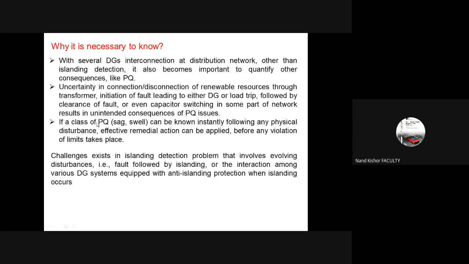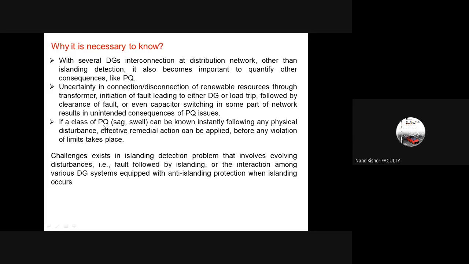Now, if one class of the power quality event, let's say the sag or the swell, can be determined instantaneously, then it is possible to adopt a remedial action, because power quality disturbance takes place because of some physical disturbances. You can apply the remedial action before the violation of the limit takes place, because we have standards defined that the sag should be within this much limit in magnitude, and the swell should be within this much limit. So there should not be any violation of those power quality signals here, right?